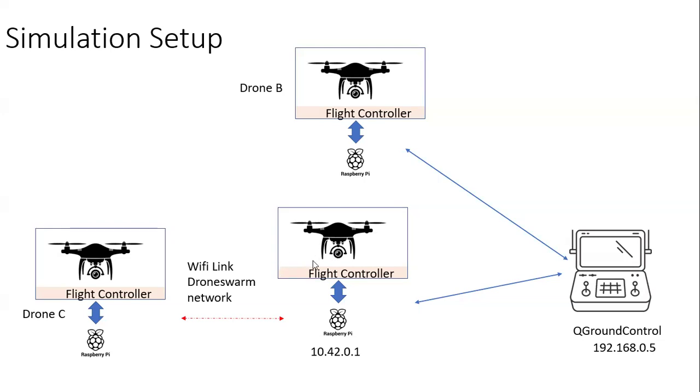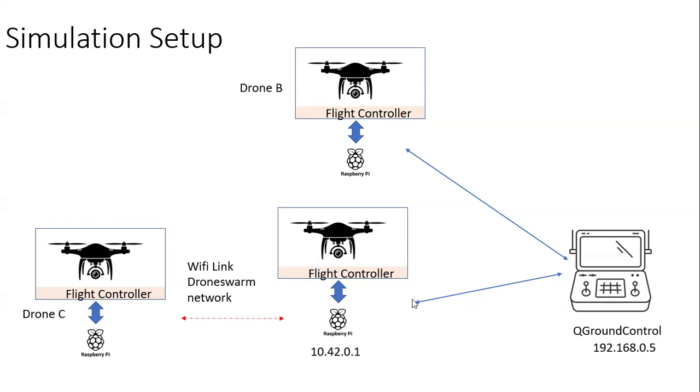The cluster head is, of course, directly connected to the ground control unit. At the same time, it is connected to another drone, which is not connected to the ground station. So drone C is connected to the ground station through drone A, the cluster head. Drone B is directly connected to the ground control, so I might not do anything regarding drone B.